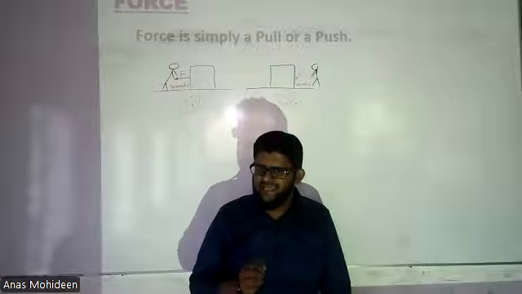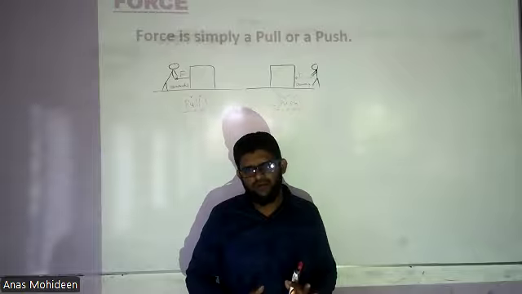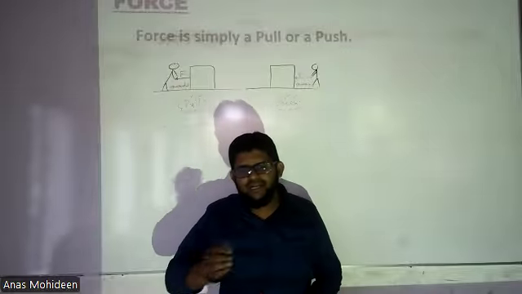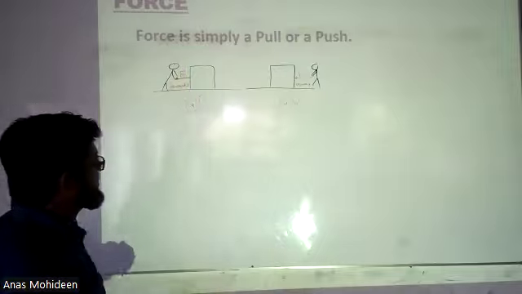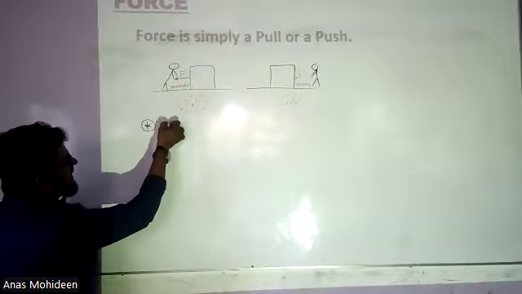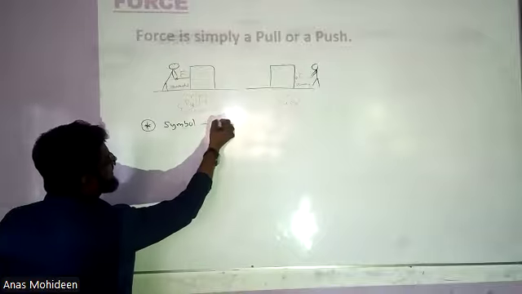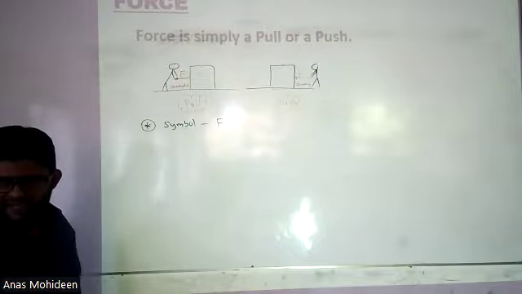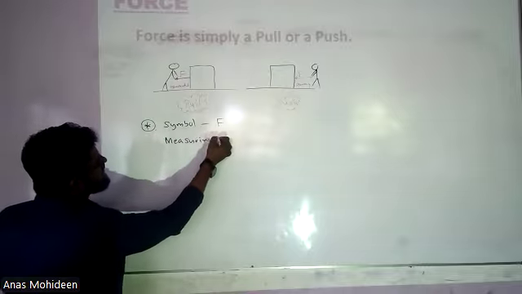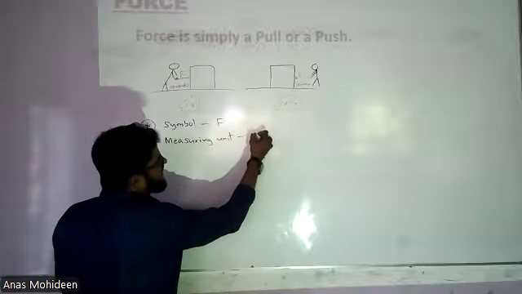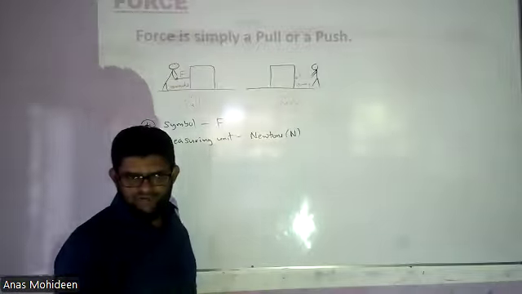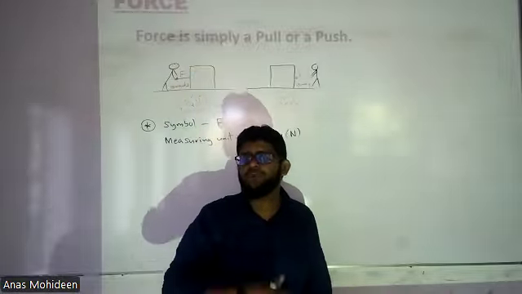And this force you take, is it a scalar quantity or a vector quantity? It is a vector quantity. Vector quantity means having a magnitude and a direction. So you see, force is a vector quantity. And this force is symbolized by capital F. And what is the measuring unit? The measuring unit of force is newtons, capital N. Newtons we use to measure this force.